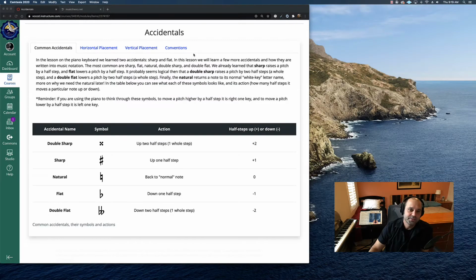Hey everyone, so in this video we're going to talk about the most common accidentals and a few conventions about how they're written once we actually get to putting them into music notation.